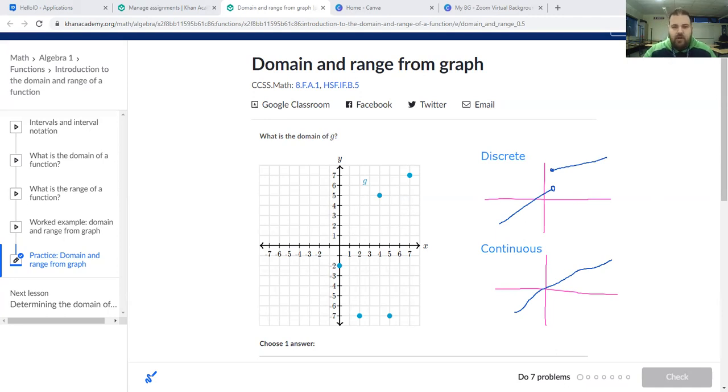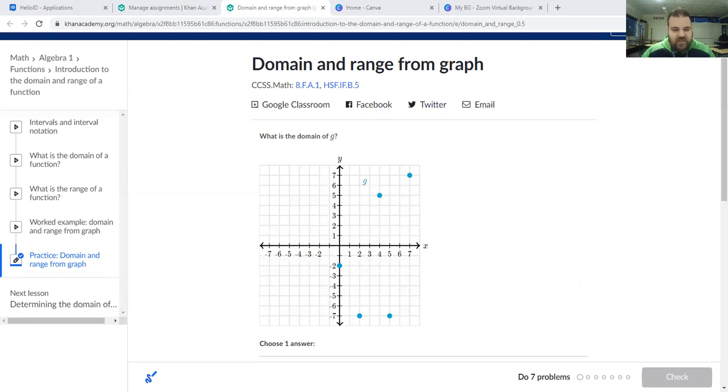So as I go through these problems, you're going to hear me say the word discrete. That means it has a break. Continuous, that means that there is no break and it's a nice smooth line. And so we'll go from there. So this first problem says, what is the domain of G? Domain is our X values and range is our Y values.